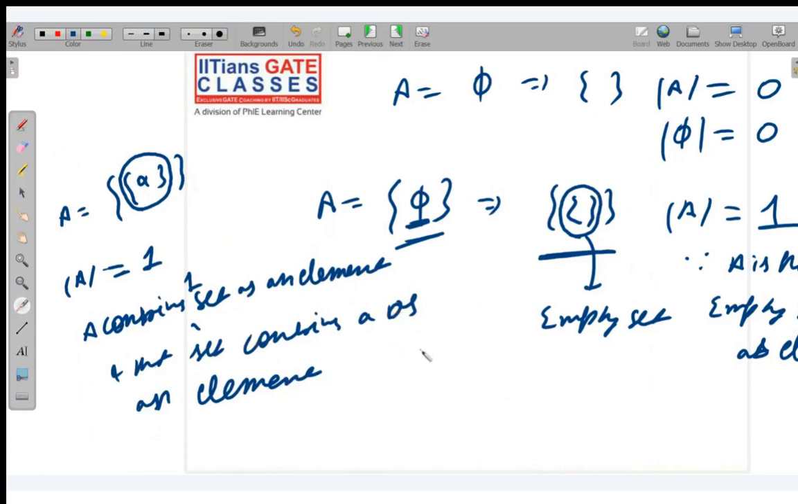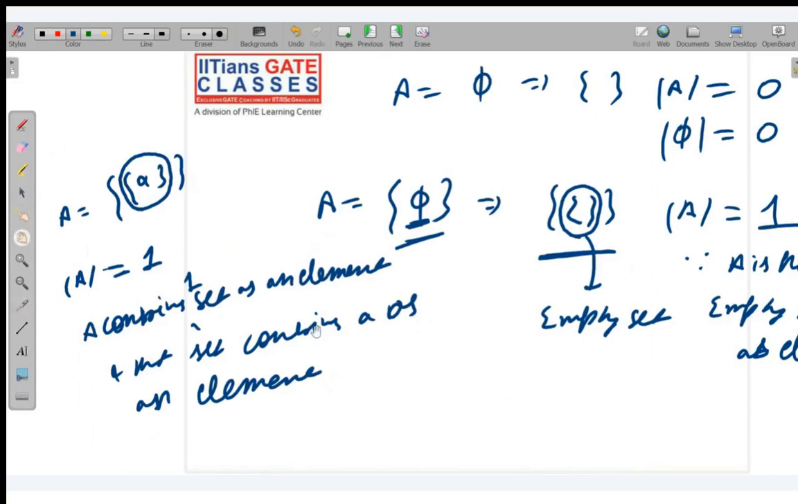Any doubt? It doesn't matter whether that set has an element. It hardly matters. I will simply say the cardinality of A is 1 simply because A contains one set as an element. That's it. As an explanation, I have said that the set contains A as an element.